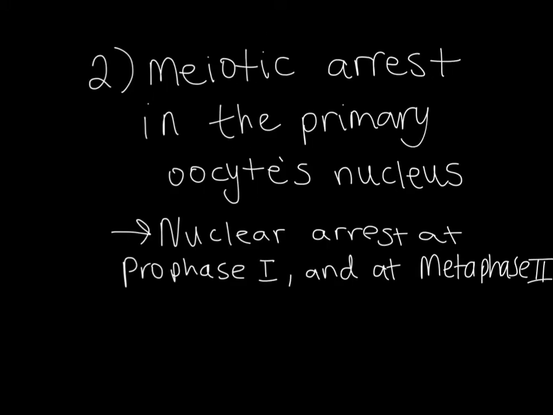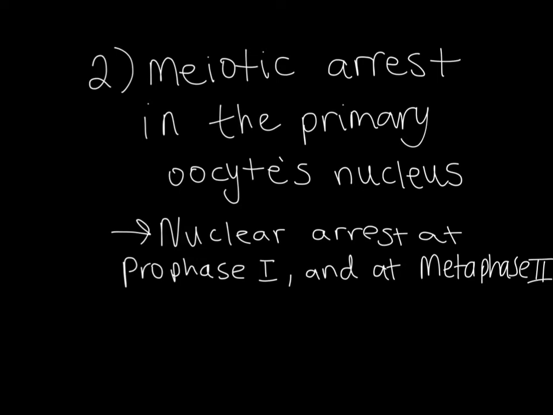The second phase is meiotic arrest occurs in the primary oocyte's nucleus. This first meiotic arrest, or nuclear arrest, occurs at prophase 1. We'll have another bout of nuclear arrest at metaphase 2.